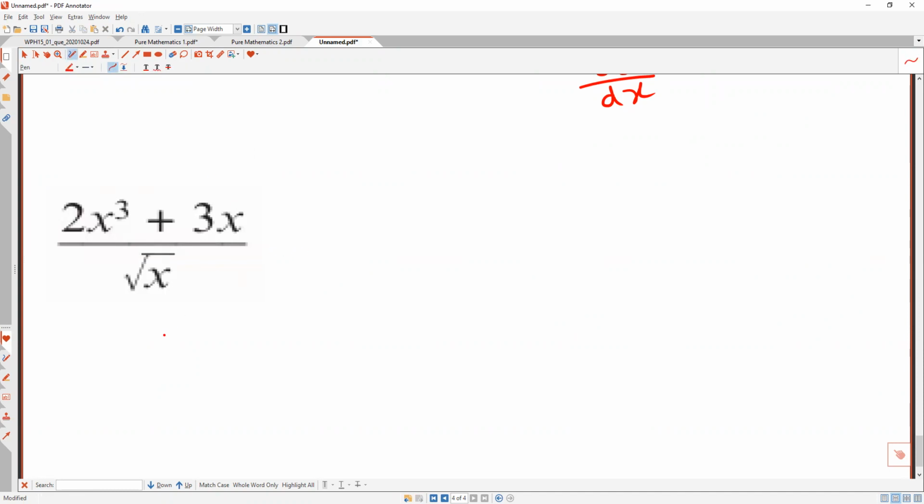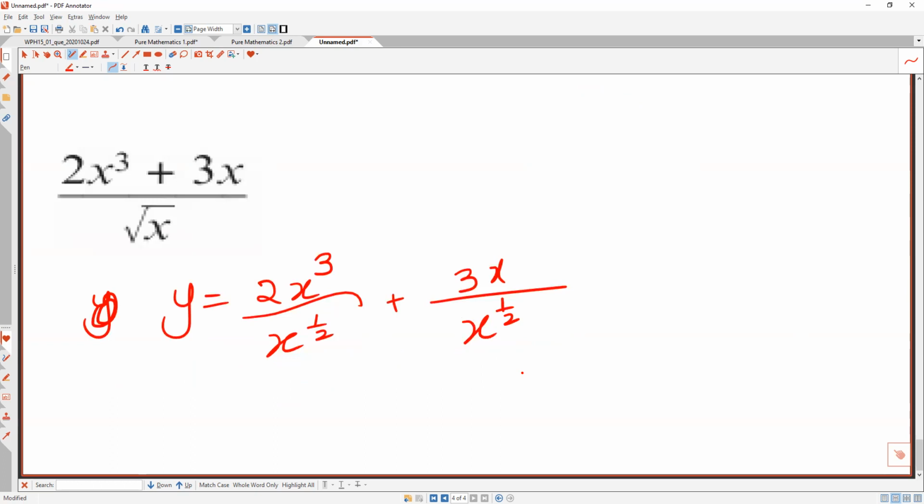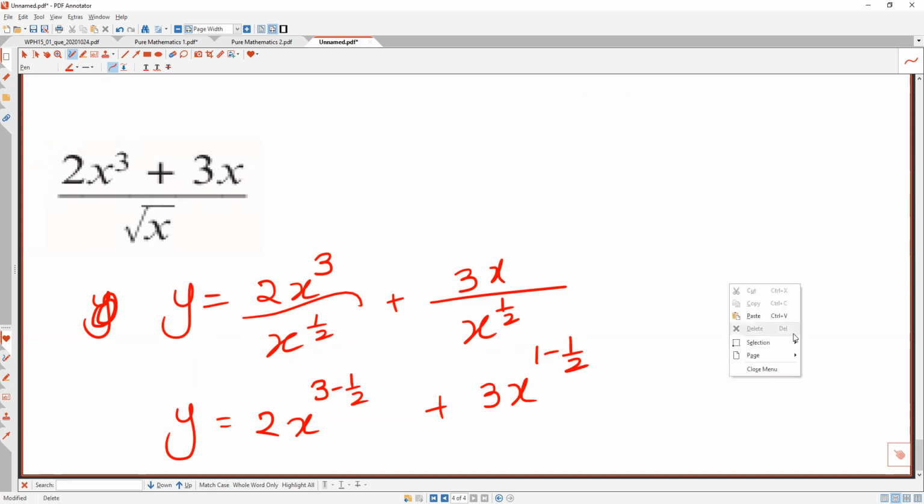Now, in order to do this one, this is what you would have done. You have to simplify 2x cubed divided by x raised to half plus 3x divided by x raised to half. Now bring them together: 2x raised to 3 minus half plus 3x raised to 1 minus half. Clear? Mehak, do you understand what I'm writing here?